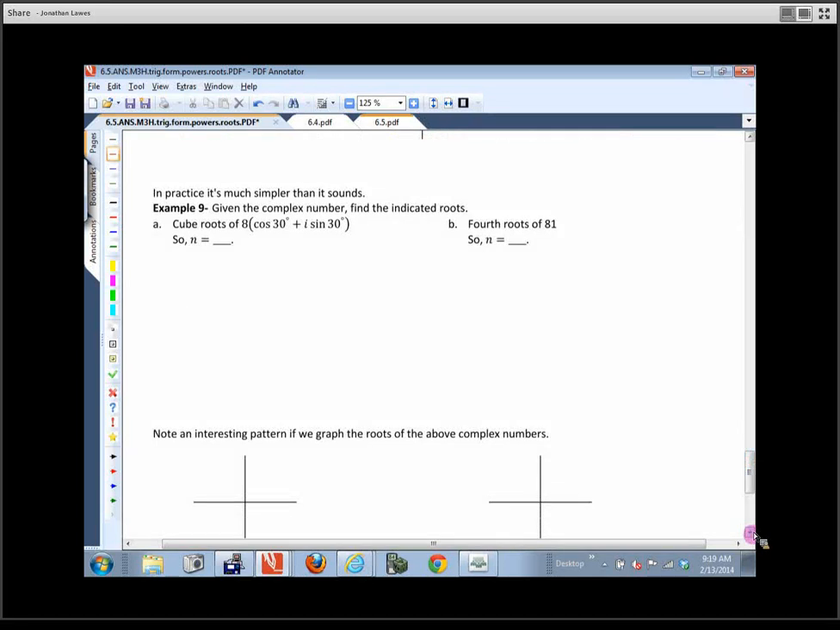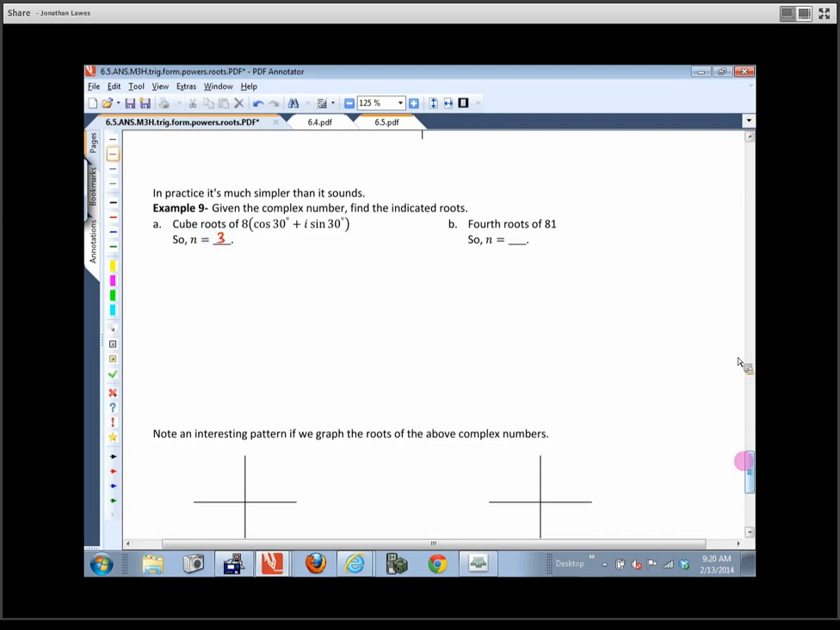So here's what we're going to do. Given that complex number, find the indicated roots. So we want to find the cube roots of 8 cosine 30 plus i sine 30. So if we're going to find the cube root, what's n? Cube root? 3. Okay. n is going to be 3.